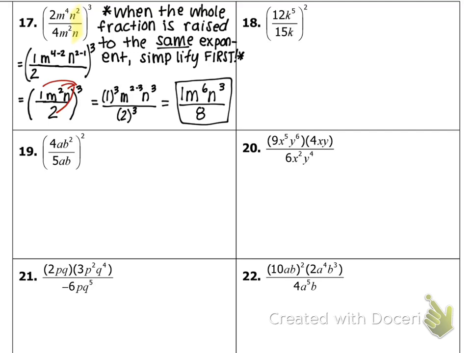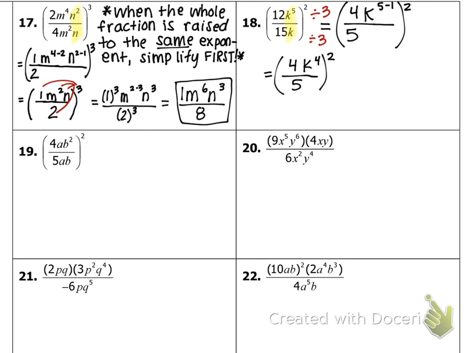Okay, so let's look at 18. Remember, simplify what's inside. So look at these directions: simplify first. We can simplify 12 over 15. We can divide both of those by 3. So 12 divided by 3 is 4, and 15 divided by 3 is 5. Now let's look at the k's. We have a 5 on top and a 1 on bottom, so 5 minus 1. And don't forget to wrap it in parentheses and square it. We're not going to touch this squared until we're finished simplifying on the inside. So 5 minus 1 is 4. So it's 4 k to the 4th over 5, squared.